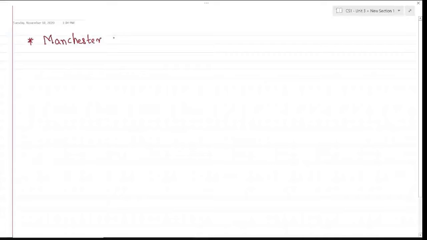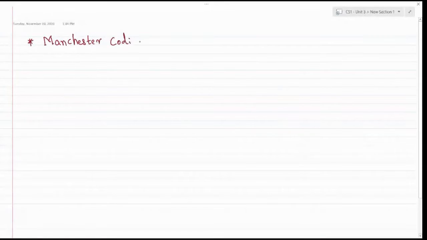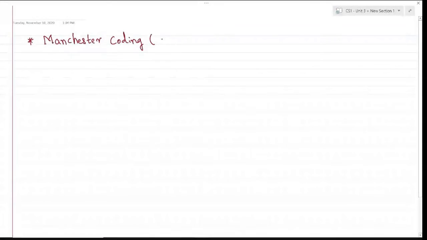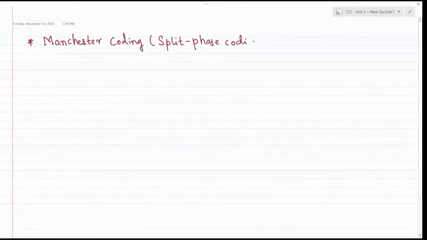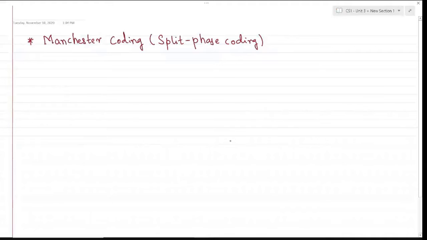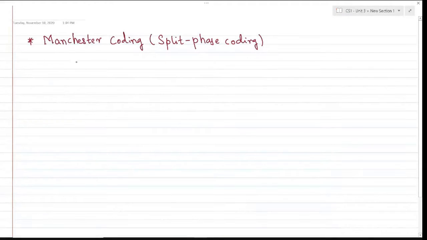Which is one of the important and practically used line coding schemes, known as Manchester coding. This is sometimes known as split phase coding as well. Since I've not drawn any waveform for this, I'll first write what the scheme involved in converting your bits into pulses is.